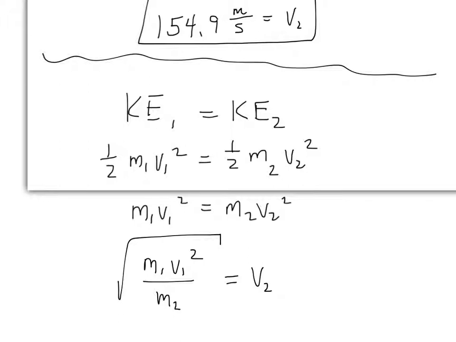So take mass 1, which is 12 kilograms. Multiply it by 3 squared. Then divide that by M2, which is 0.0045. And you will get the same exact answer. Okay, I'm leaving it to you to check, obviously. I'm not going to write the answer twice. It's the same answer you got up here. But again, an alternate way to solve this kind of problem. All right? Let's go to our second slide.